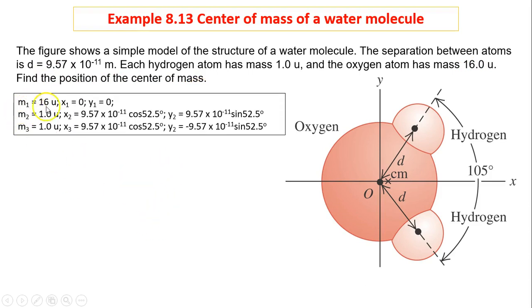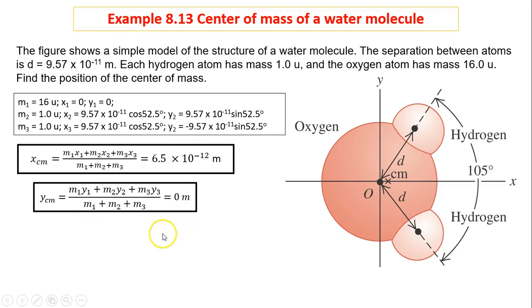So write down what's given. The oxygen is 16 u. Let's use the position of oxygen as the origin, so x1 equals 0 and y1 equals 0. m2 is one of the hydrogens, above the x-axis. x2 is d times cosine theta. I cut 105 degrees in half, which is why I got 52.5 degrees. And y2 is d times sine theta. Similarly, m3, particle 3, is the hydrogen atom below the x-axis, so its y is negative.